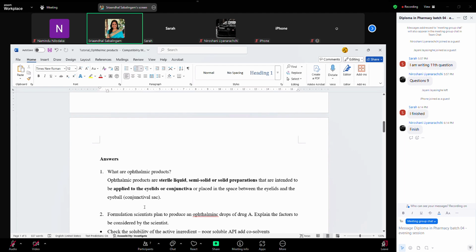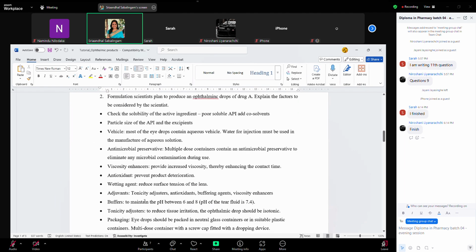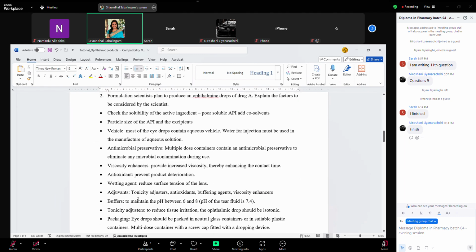Okay, the second question I asked you all to not write. It's about formulation scientists planning to produce an ophthalmic drug, explain the factors. So if it's an ophthalmic drug, it contains an API and excipients. So as a scientist, what do they have to consider in the formulation? What is the API they are going to select, right?